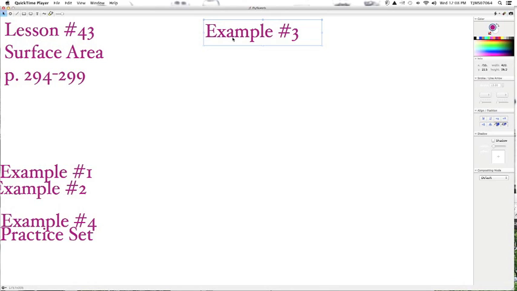Now we're on example 3. Example 3 says, this figure shows the dimensions of a cereal box. Estimate the surface area of the box.